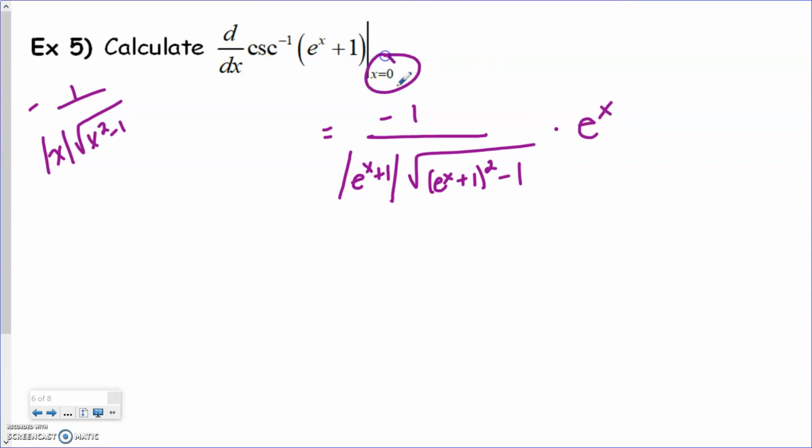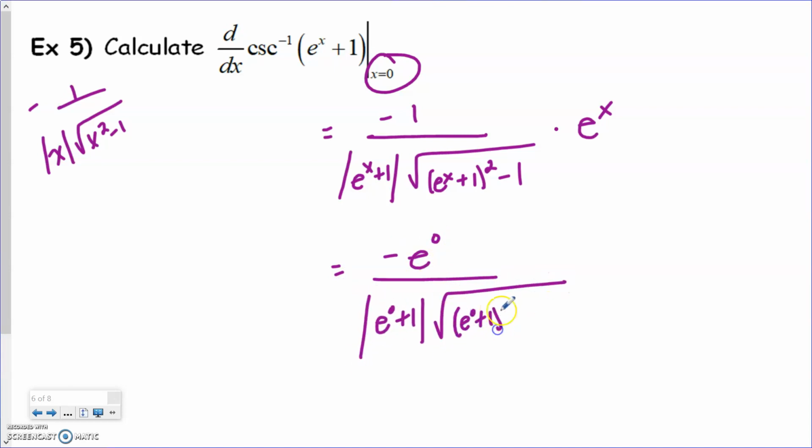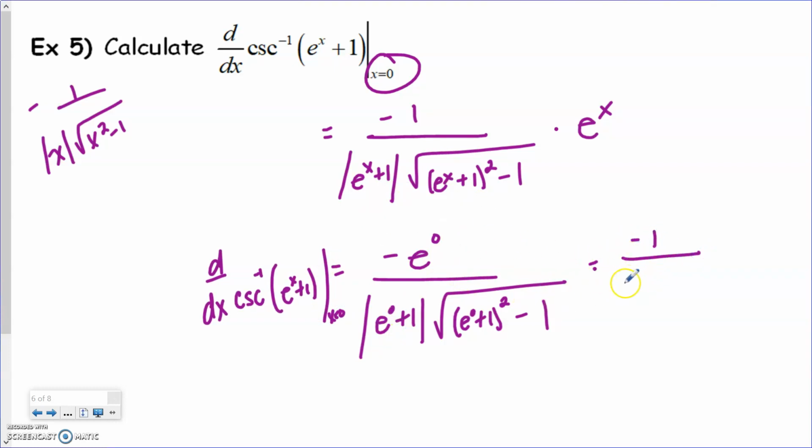And then we're finding this at 0, so we're going to go ahead and plug in 0. So we're going to have negative e to the 0 over e to the 0 plus 1 inside our absolute value times the square root of e to the 0 plus 1 quantity squared minus 1. So I'm going to write this here because I want to make sure I'm not linking things that aren't actually equivalent the way I have them written, which is a big deal in the AP exam. So I plug this in, I get negative 1 over 2 times the square root of 4 minus 1, which, again, leave it. You don't need to rationalize. They don't care about that in the AP exam.